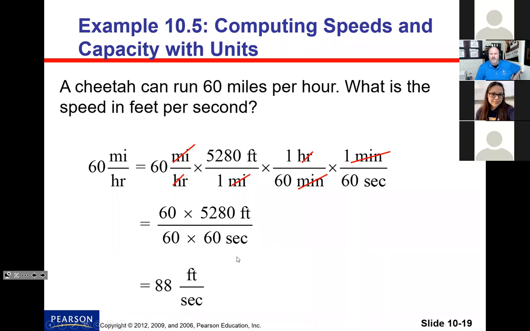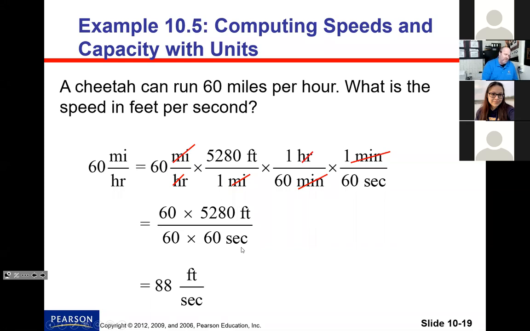So the point I'm getting at is don't try to outrun a cheetah because you'll be lunch if you do. If you try, okay? Can't even picture myself trying. I can't even imagine. 88 feet per second. That is wickedly fast.